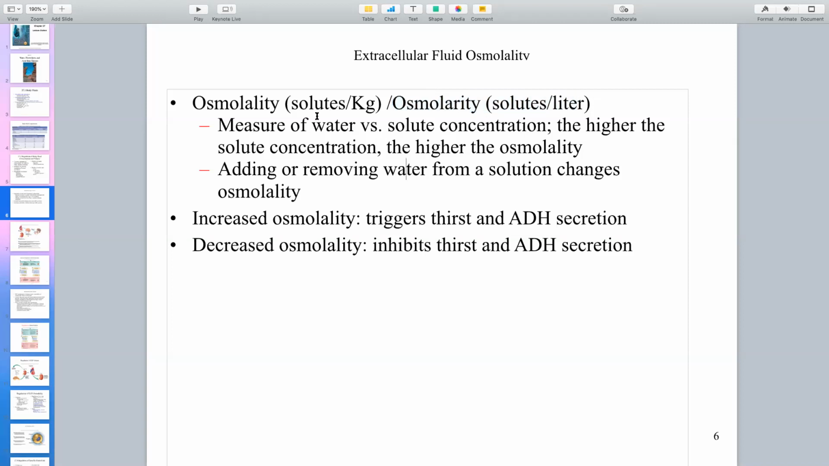Now, they're almost used interchangeably though, right? Both of them are a measure of solute concentration per volume of water. The higher the solute concentration, the higher the osmolality/osmolarity.